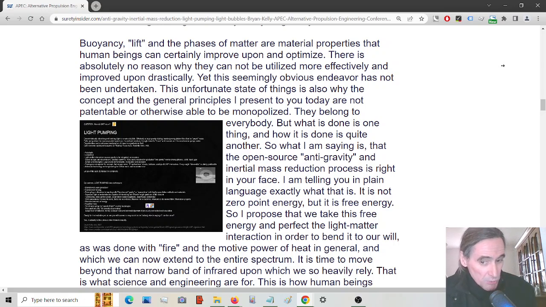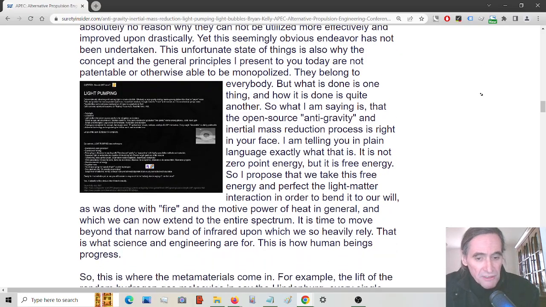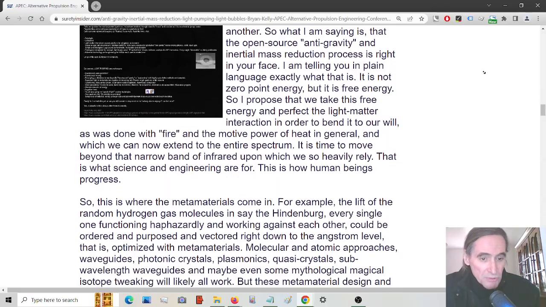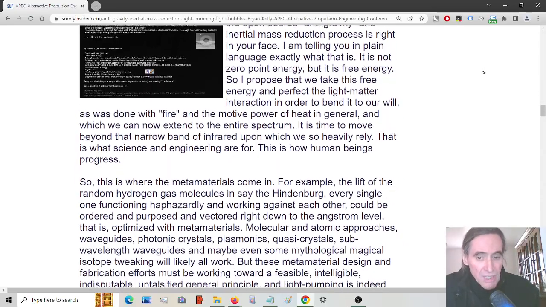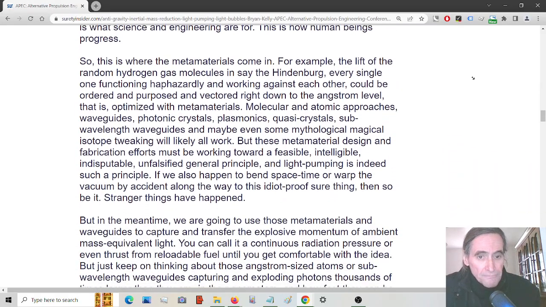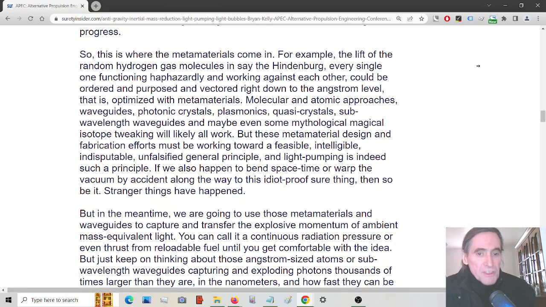So I propose that we take this free energy and perfect the light-matter interaction in order to bend it to our will, as was done with fire and the motive power of heat in general, and which we can now extend to the entire spectrum. It is time to move beyond that narrow band of infrared upon which we so heavily rely. That is what science and engineering are for. This is how human beings progress. So, this is where the metamaterials come in.